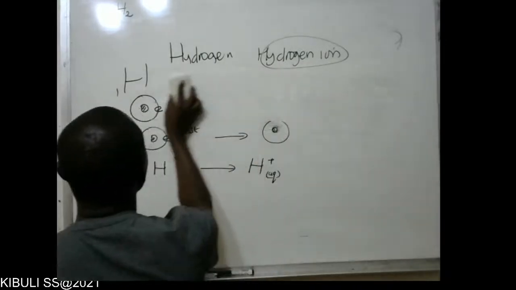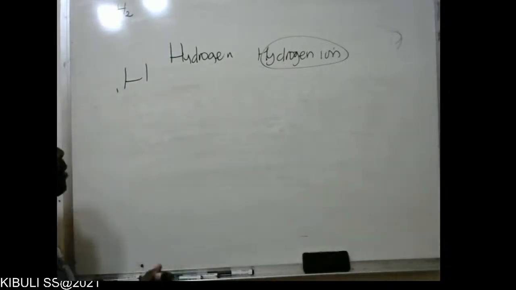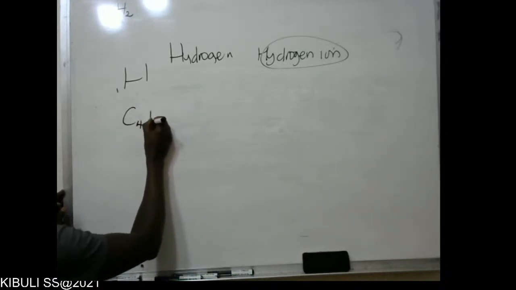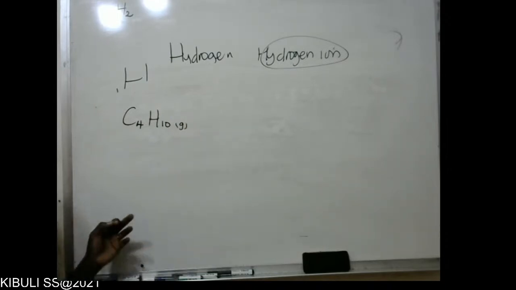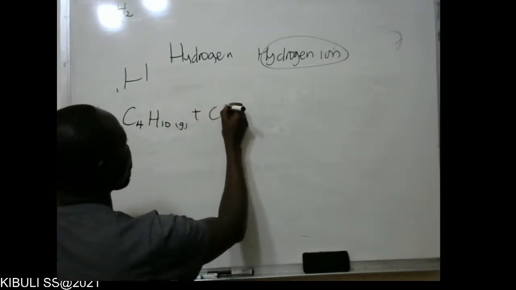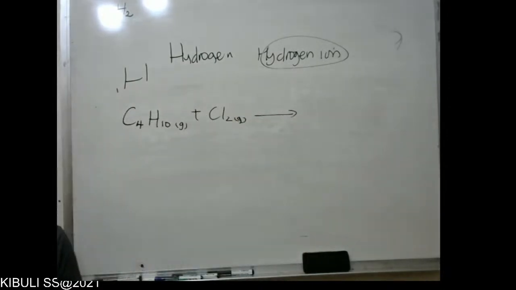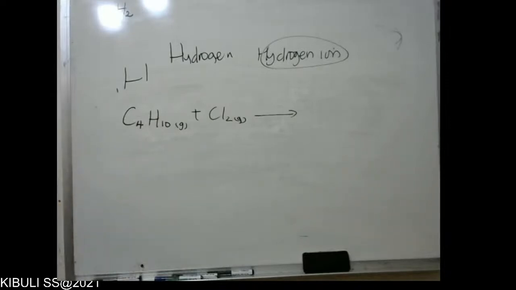I want us to conclude on our property of hydrogen chloride with hydrocarbons. Now there is a hydrocarbon which is C4H10. This is a gas. Now you are adding the chlorine to it, which is also a gas. Predict the product. Think about the product. 10 seconds about the product.